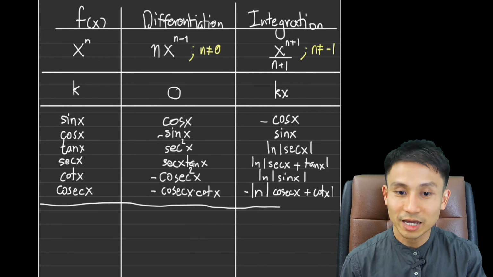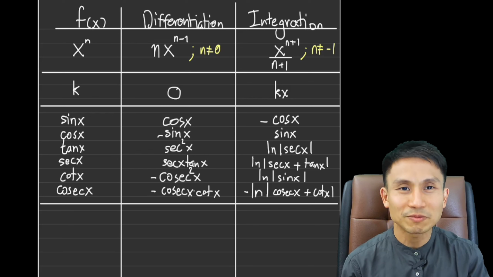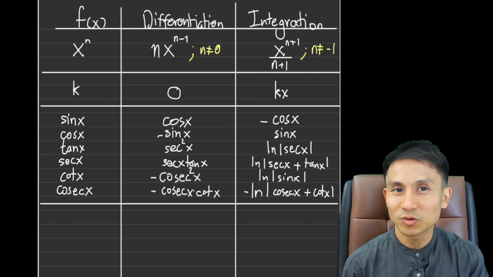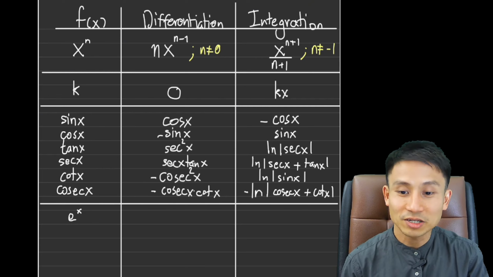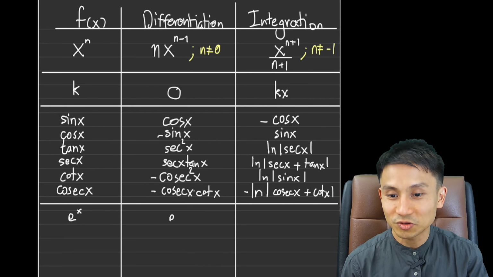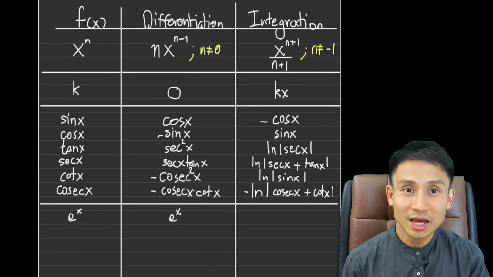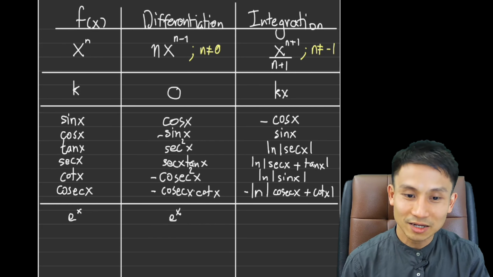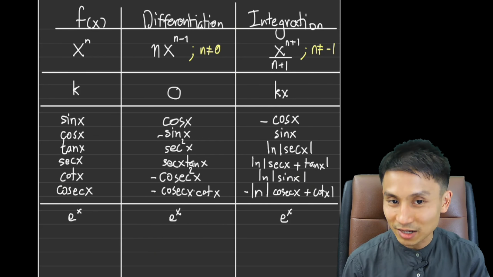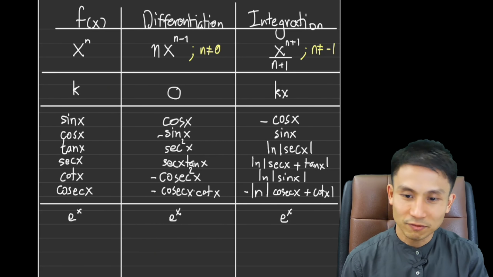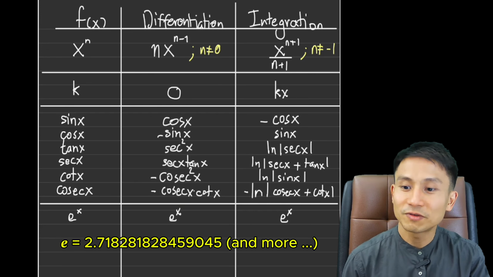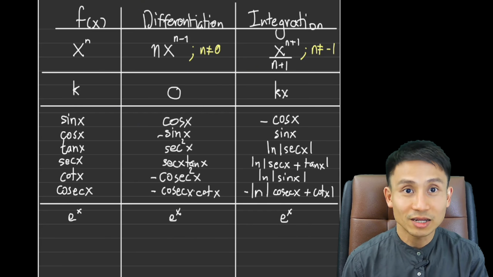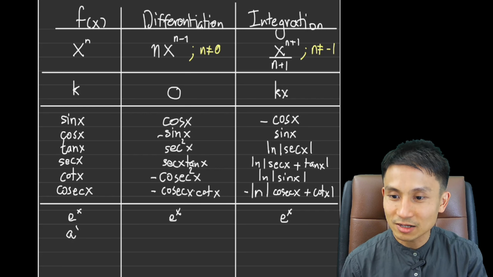Let's do exponential this time, and this is perhaps the easiest to integrate or differentiate. So I have e to the power of x. Surprisingly, differentiating e to the power of x gives you e to the power of x. Better yet, integrating e to the power of x is also e to the power of x. So that's quite easy, right? However, e is an Euler number, which is about 2.7 something. What if the base of the index is not e? Let's say, what if it's a to the power of x?